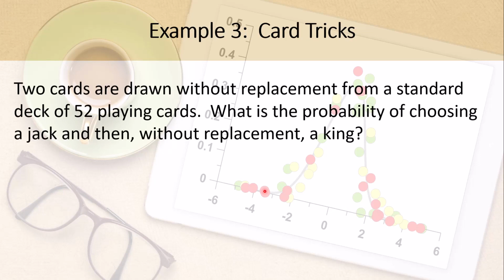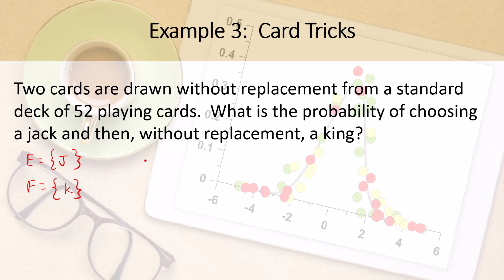Let's take a look at this example. Card tricks. Here we have 2 cards drawn without replacement from a standard deck of 52 cards. What is the probability of choosing a jack and then, without replacement, choosing a king? Okay, so we have 2 events here. The first event, E, is the event of choosing a jack. There happen to be 4 of them, but I'm just going to write them down as a J. And the second event, F, is the event of choosing a king. And once again, I'm just going to write down a K here. There happen to be 4 of them.